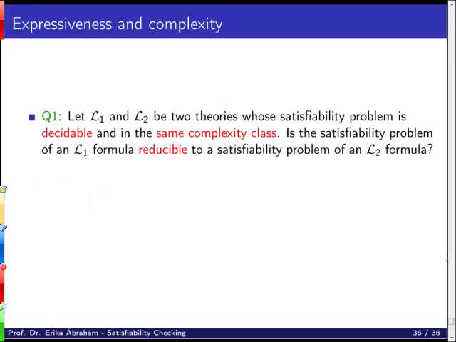So before we go on to decidability and undecidability, to the relation of languages. Assume we have two theories. You can also look at them as languages. These are the formulas which are satisfiable. And the satisfiability problem is decidable, and it is in the same complexity class. Does it hold then that the satisfiability problem of the first language is reducible to the satisfiability problem of the second one? Is it always true? They are in the same complexity class.